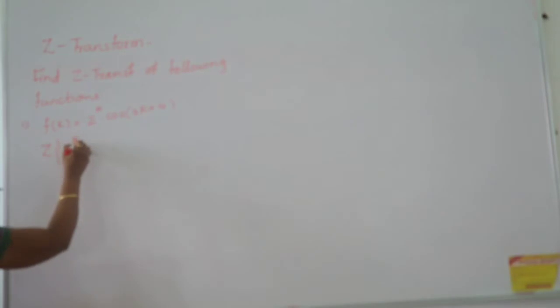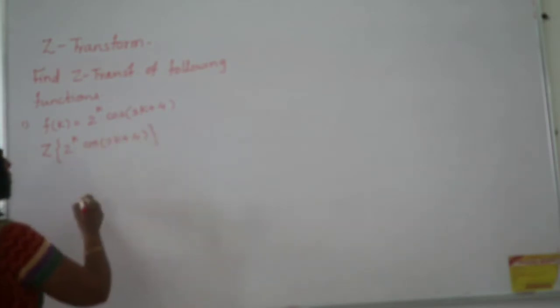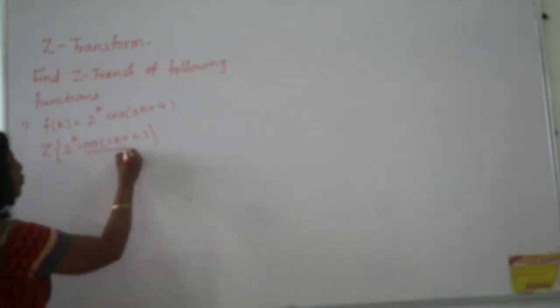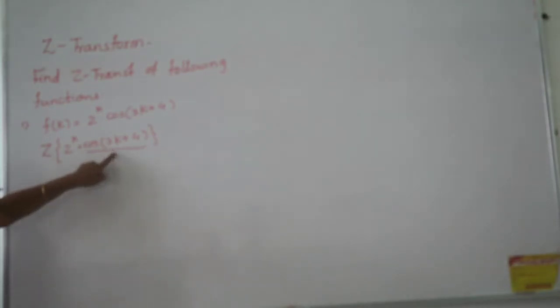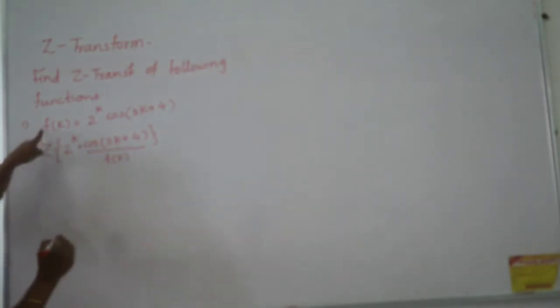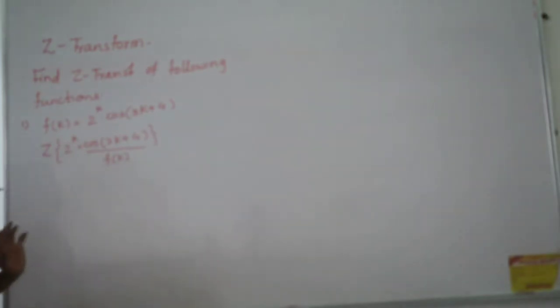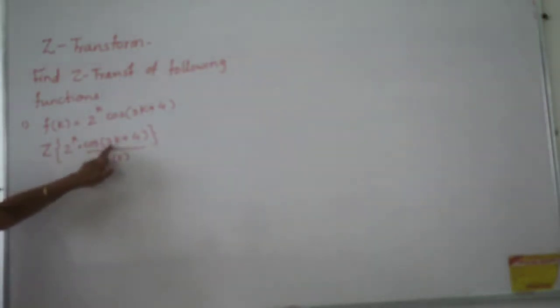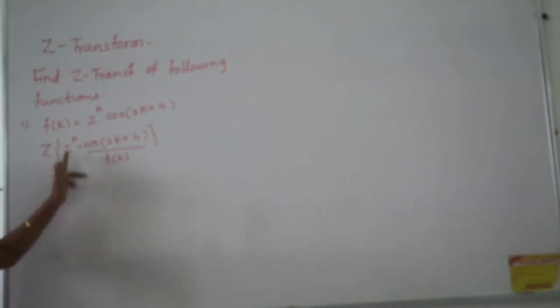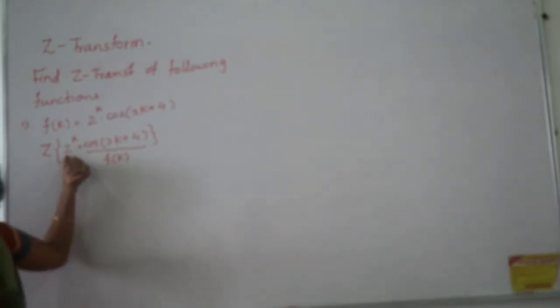I want to find the Z transform of this, 2 raised to k into cos of 3k plus 4. First of all, I know the formula for this part, so I will consider this one as my f of k. Though this f of k is a whole function, here the reference keeps on changing. So for the time being, I will find the Z transform of this function using the formula, and then to that answer I have to apply 2 raised to k, and that will be the change of scale property I am going to use.